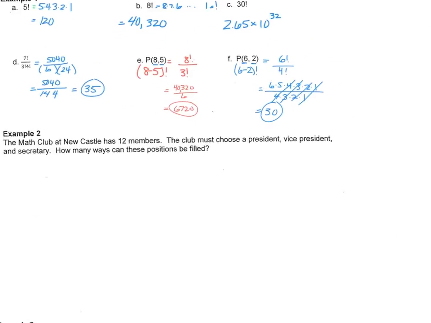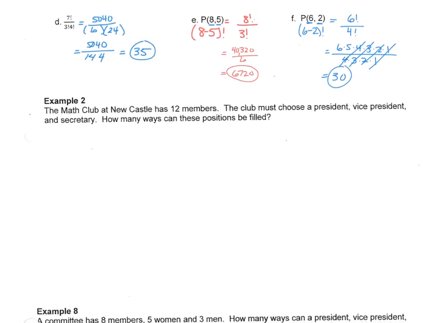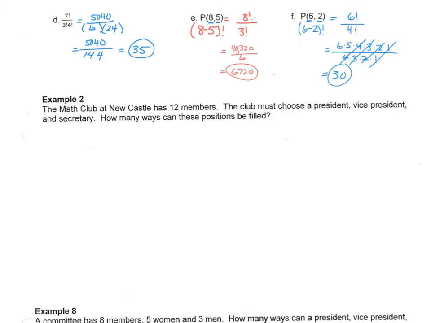It says, and remember, I used to teach at Newcastle, so these examples are not Decatur friendly, but it says the math club at Newcastle has 12 members. The club must choose a president, a vice president, and a secretary. How many ways can these positions be filled?